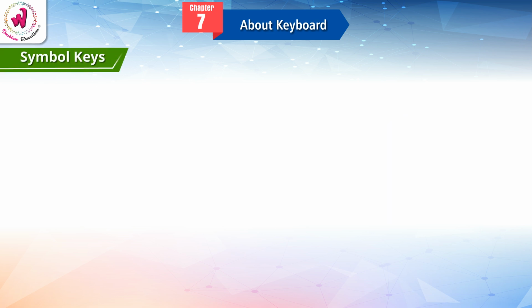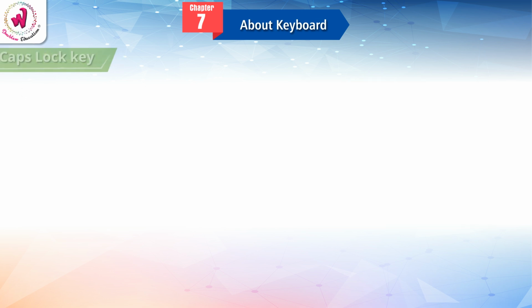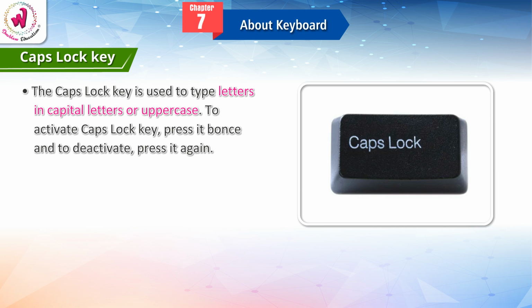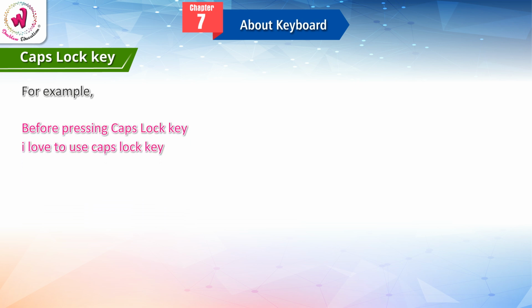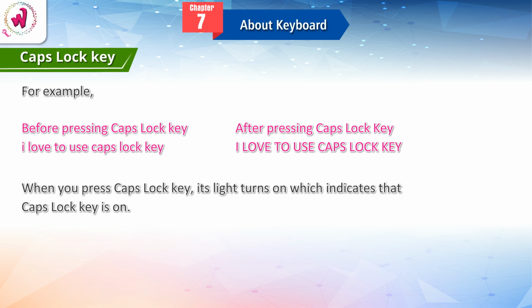Symbol keys. Symbol keys are used to type symbols on the keyboard. Some symbols are present on number keys and some are present separately. Caps lock key. The caps lock key is used to type letters in capital letters or uppercase. To activate caps lock key, press it once and to deactivate, press it again. For example, before pressing caps lock key, after pressing caps lock key. When you press caps lock key, its light turns on which indicates that caps lock key is on.